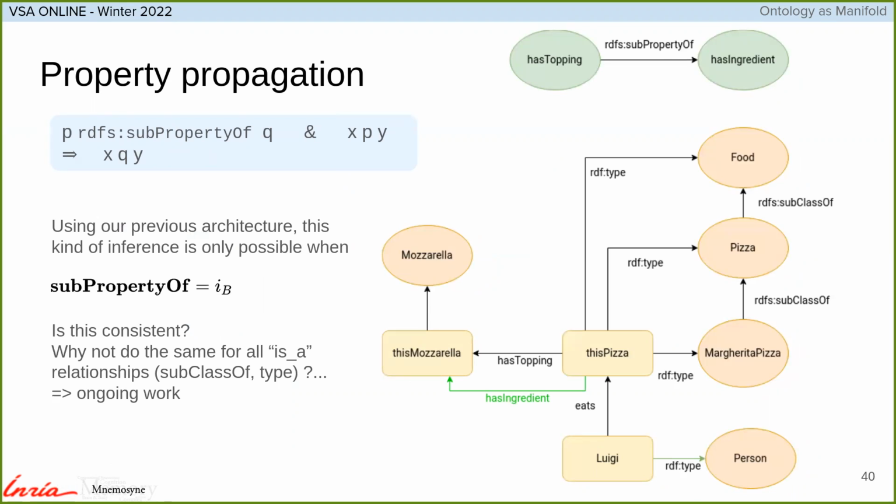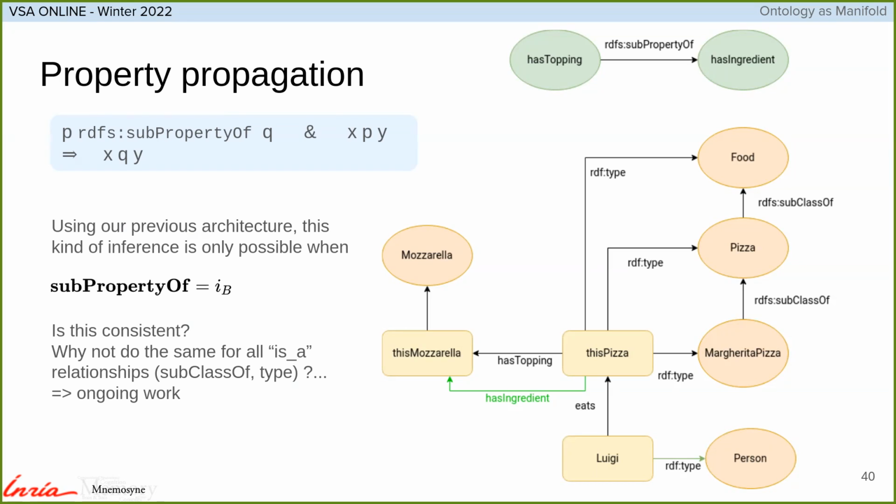Yes, property propagation. Okay, this one is a bit tricky. Property propagation, as I said, is when a property is a sub-property of another property. And using the mechanisms that we defined, we realized that this kind of inference was only possible when the vector accounting for sub-property of was the identity vector, which is maybe, we don't really know yet if it's a problem or not.